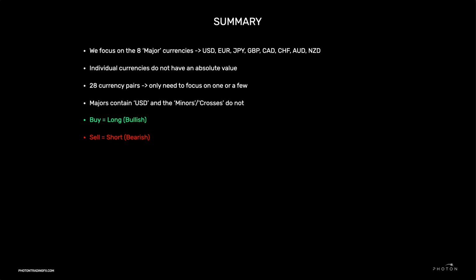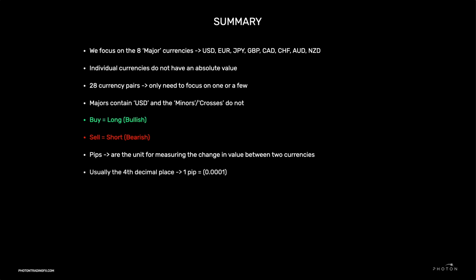Pips are the unit for measuring the change in value between 2 currencies, which are usually the 4th decimal place, but there are some exceptions like the Japanese yen pairs where a pip is the 2nd decimal place. Some brokers now quote currency pairs to 5 decimal places for added precision, where the 5th decimal place is called a pipette or micro pip, and this is equal to 1/10 of a pip.